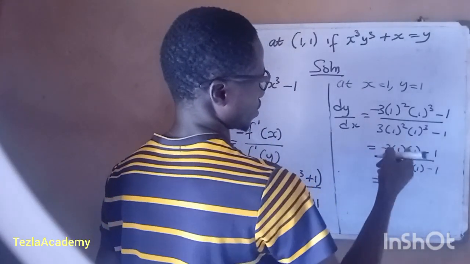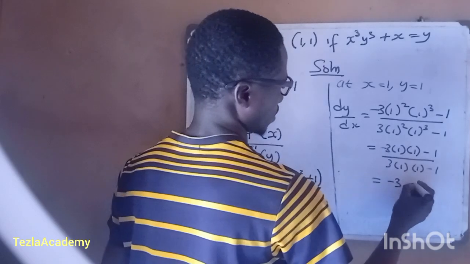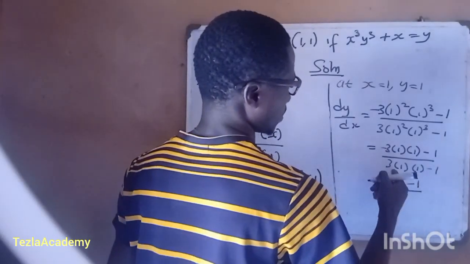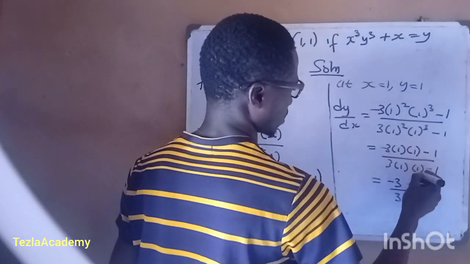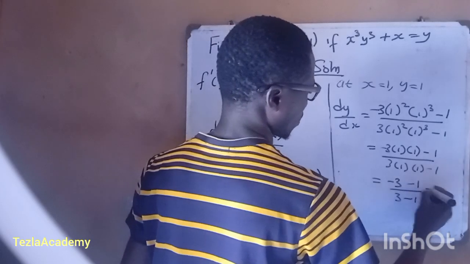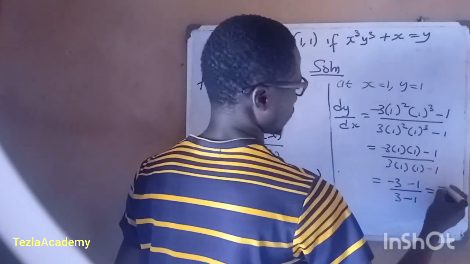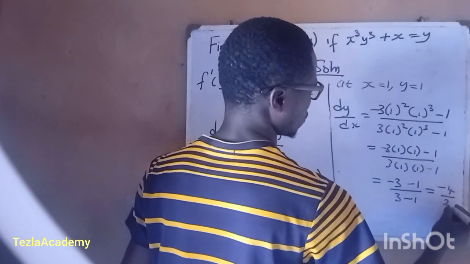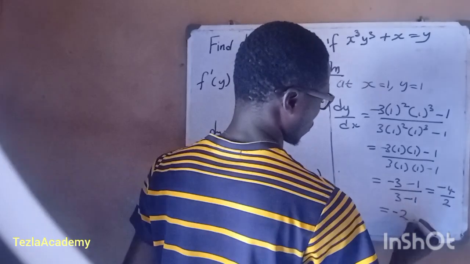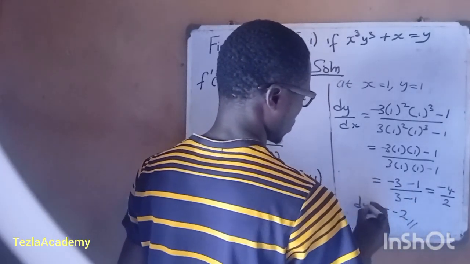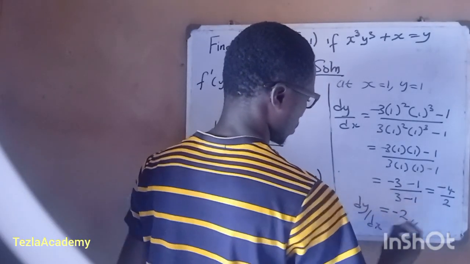That's 3 times 1 is 3, times 1 is also 3, then minus 1, all over 3 times 1 is 3, times 1 is also 3, then minus 1. Minus 3 minus 1 is minus 4, over 2, and this equals minus 2. So that's the final answer. So dy/ds is equal to minus 2.